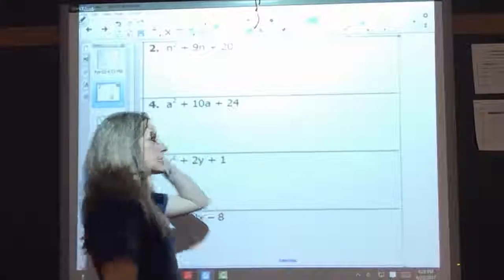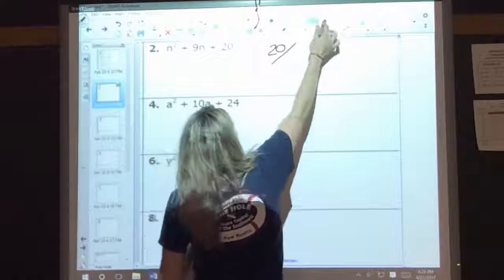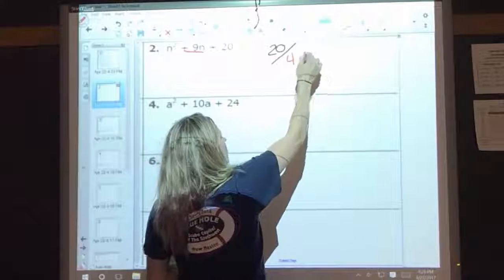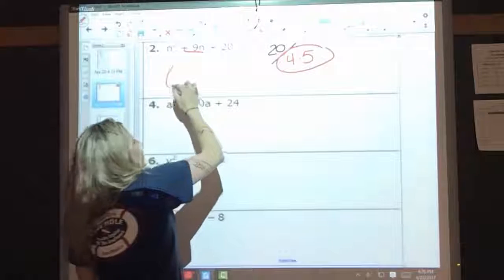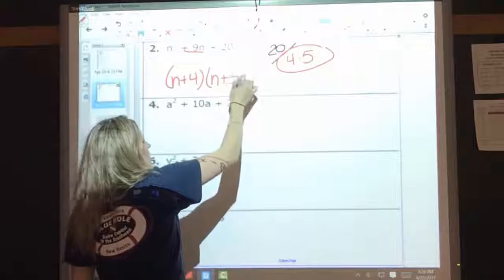All right, so on number 2, the factors of 20 that'll give you 9 in the middle, you should have gotten 4 and 5. So n plus 4 and n plus 5.